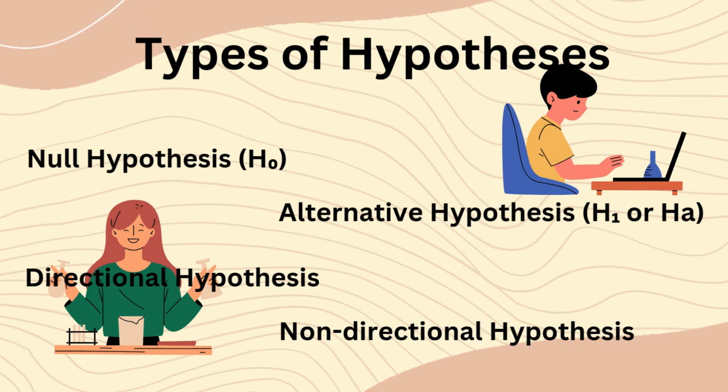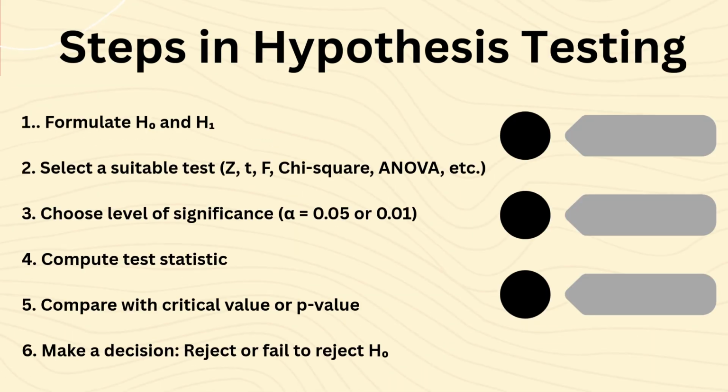Directional hypothesis, predicts the direction of the difference. Example, online students perform better than offline students. Non-directional hypothesis, states a difference exists but does not specify the direction. Example, there is a difference between online and offline learning outcomes.